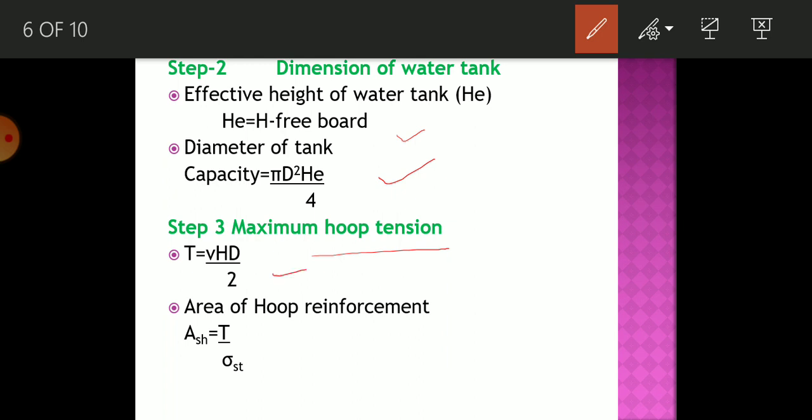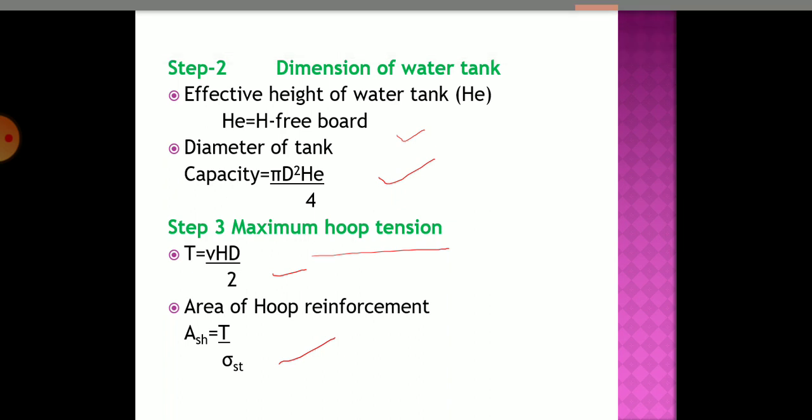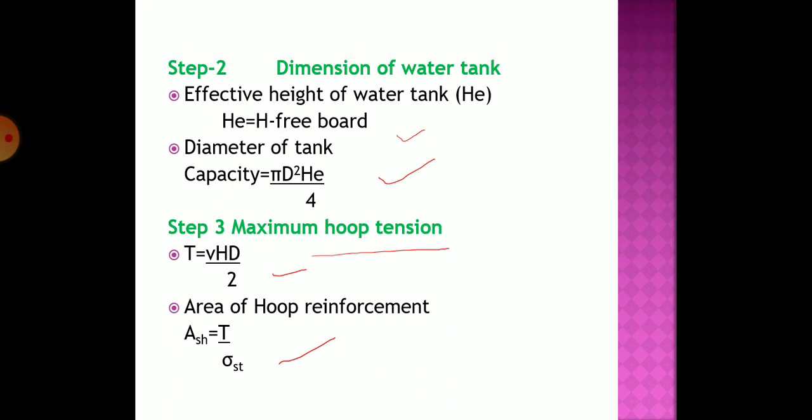The formula for that is T is equal to gamma H D by 2. In this, H means the overall height of the water tank, D means the diameter of the water tank, which we have determined in step number 2, and gamma means the unit weight of water, that is 9.81. Then determine the area of hoop reinforcement, that is the area of circular reinforcement, and the formula for that is T upon sigma st. T means the maximum hoop tension.